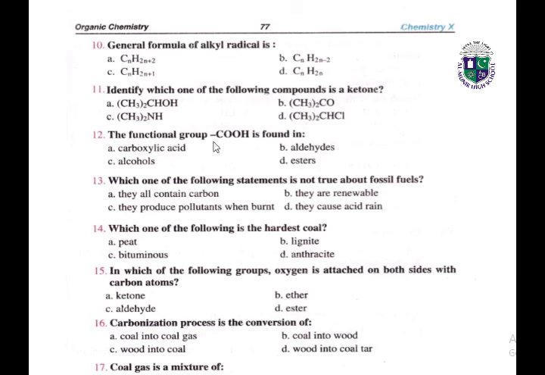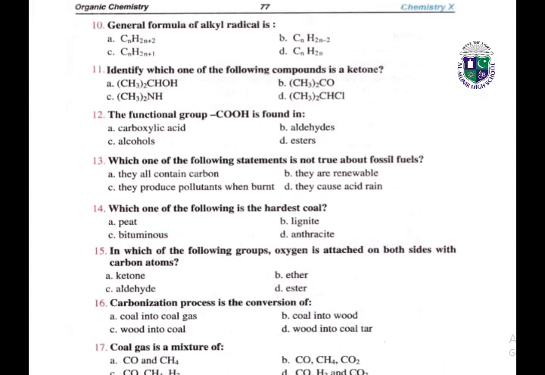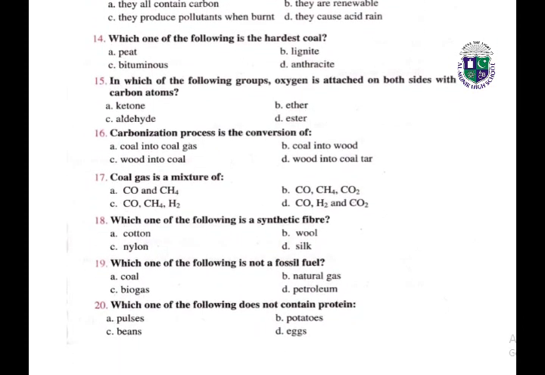12, the functional group of single bond COOH is found in, correct answer is A, carboxylic acid. 13, which one of the following statements is not true about fossil fuels? Correct answer is they are renewable. Number 14, which one of the following is the hardest coal? Answer is anthracite. Number 15, in which of the following groups oxygen is attached on both sides with carbon atoms? Correct answer is D, ester. Number 16, carbonization process is the conversion of, correct answer is D, wood into coal tar.